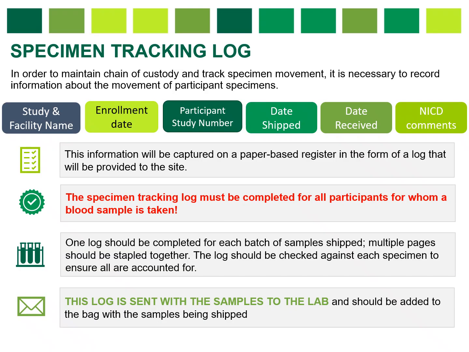The specimen tracking log is a bit similar, except we do not collect their names. This is to track the samples that are sent. So again, you can use the same log for multiple participants for the day. This is also placed within the courier bag, and it goes with the samples to the lab.